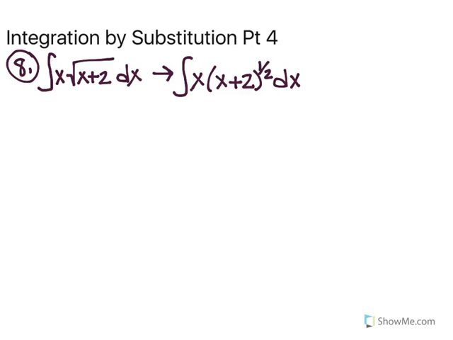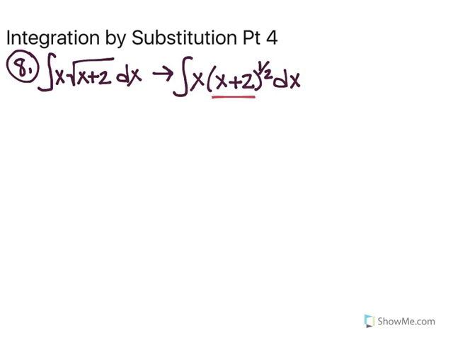Alright, so now it's time to try out our substitution rules. If we choose the first term here, our derivative will be 1. I don't see a 1 anywhere in here, so maybe that's not the best choice. The next part that we have is to choose this part. Now if I choose this part as well, the derivative of x plus 2 is also 1. So what if neither part is helpful? Then you have a couple choices.